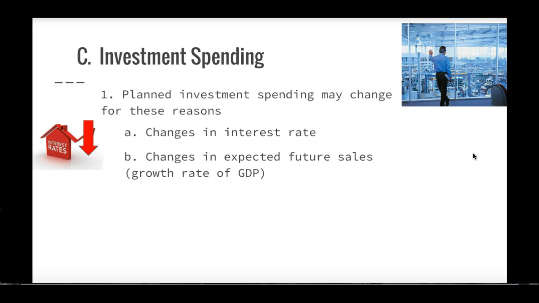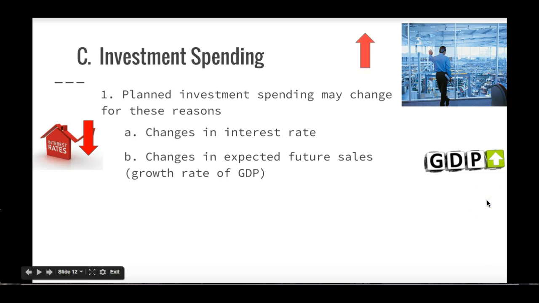The second thing that causes a change in investment spending is the expected future sales or the growth rate of GDP. Are companies expecting that GDP is going to go up or that GDP is going to go down? If they think that future sales are going to go up, in other words, GDP is going to go up, then what do you suppose is going to happen to investment spending? Well, hopefully you said it would increase, because they're expecting there's going to be more sales in the future. We need to invest now to be able to prepare for that.